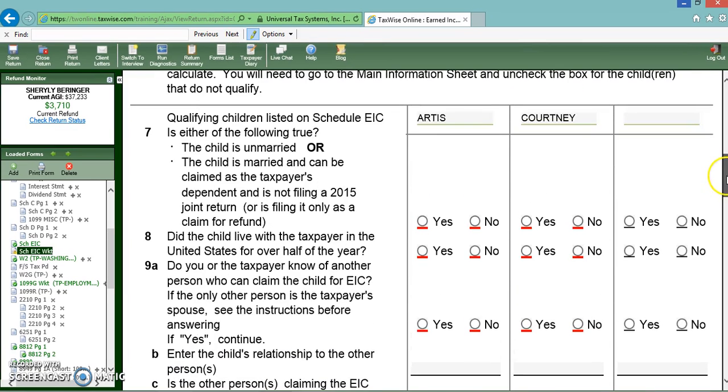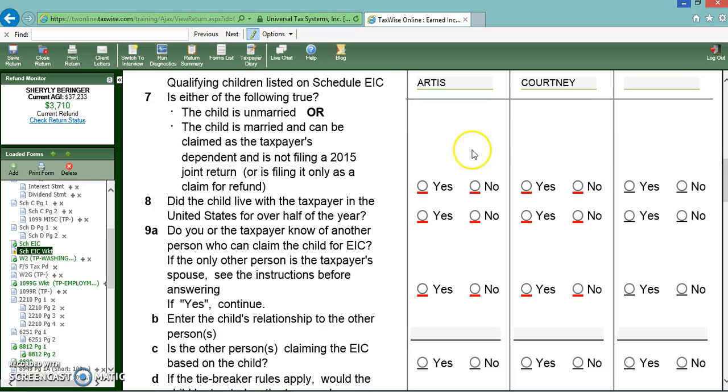All right, qualified child. Now, these are questions related to each child. Is either of the following true? So only one of these things needs to be true, not both. Either one. The child is unmarried. Yes. Artist is unmarried. Courtney is unmarried. Because if you look at the age, they're minors and it doesn't say anything about their marriage.